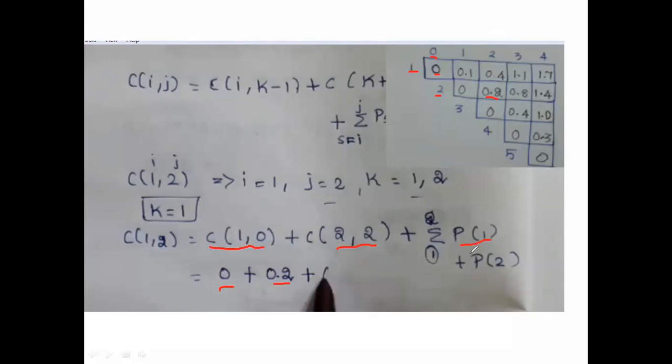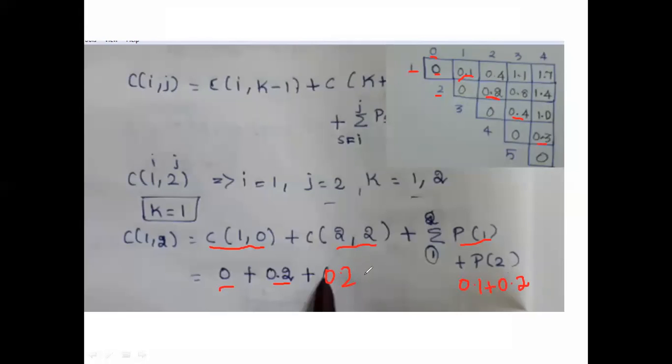So the probability of 1 and 2. From the given problem we already know the four probabilities are given. So P of 1 is what? 0.1, plus P of 2 is what? 0.2. The four probabilities from the given problem are also written here one by one. Yes, 0.3 is the fourth one. So 0.1 plus 0.2, what is that? 0.3. So here 2 comma 2 is 0.2.